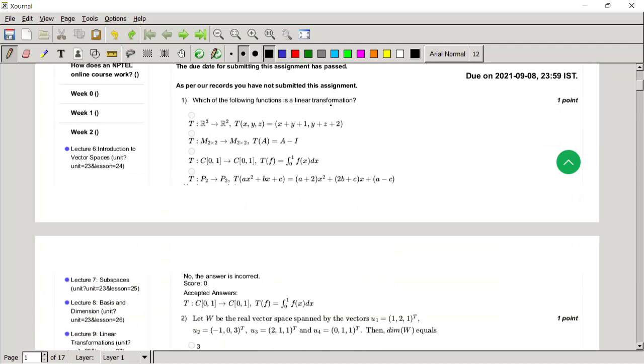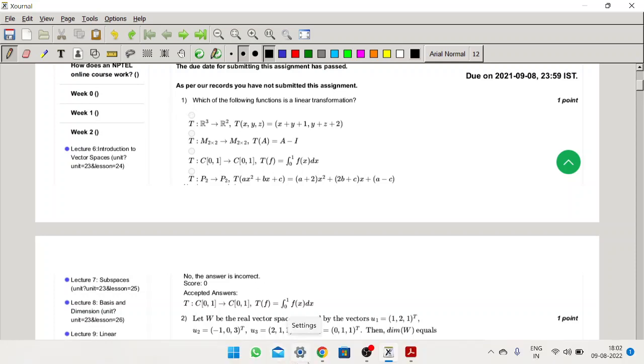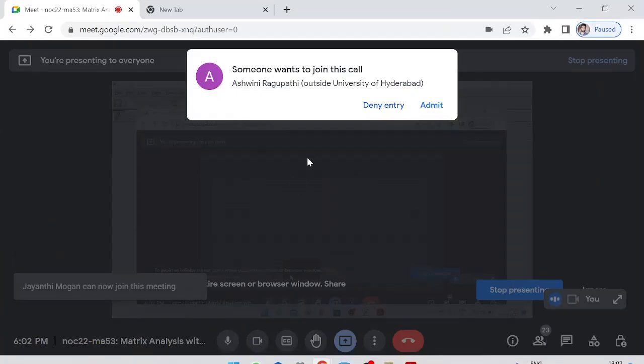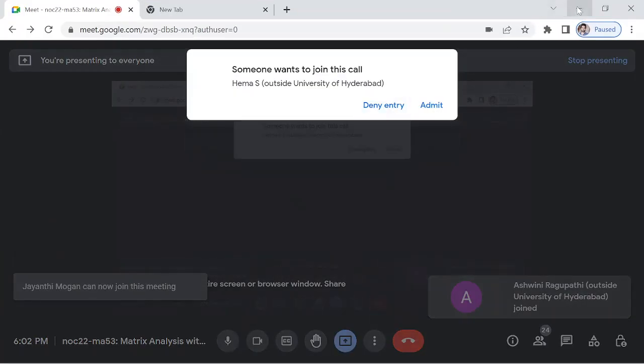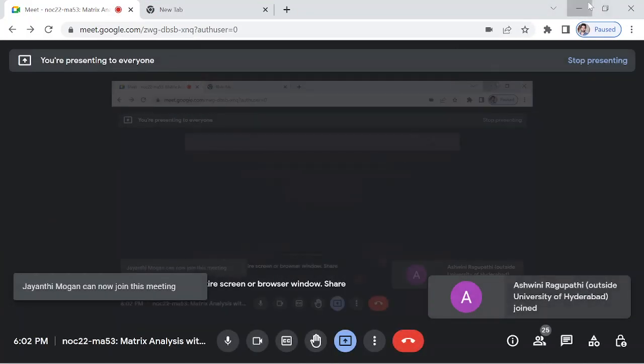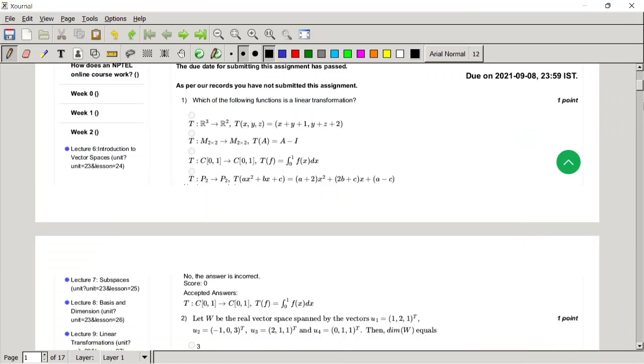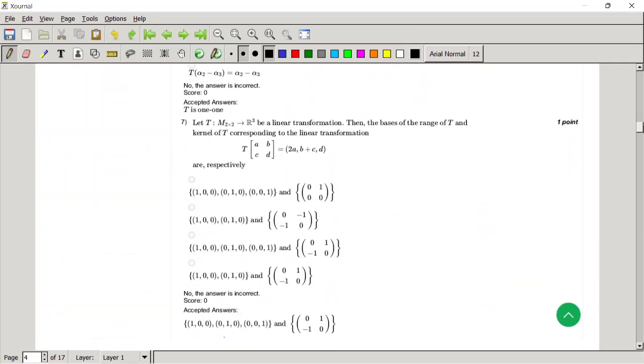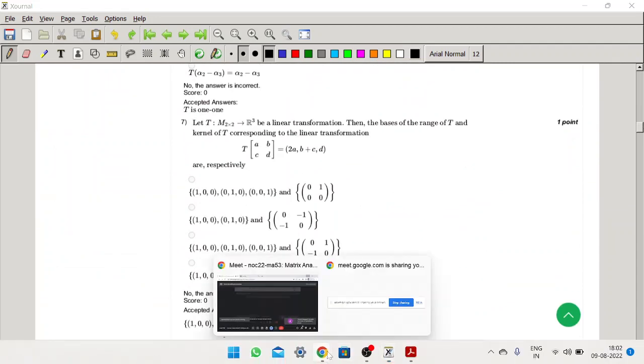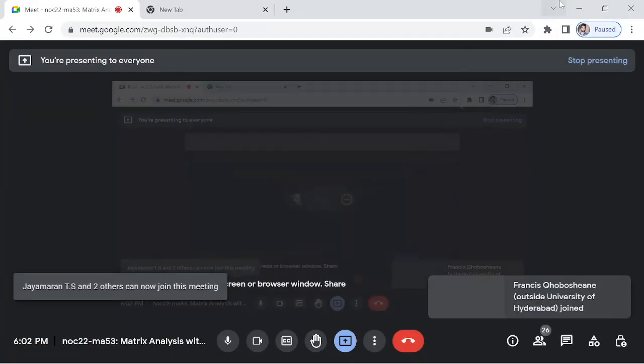So let me solve the first problem. It asks: which of the following functions is a linear transformation. Four options are given and we have to check which one is a linear transformation. Before solving this problem, let me give you one statement which will be useful.